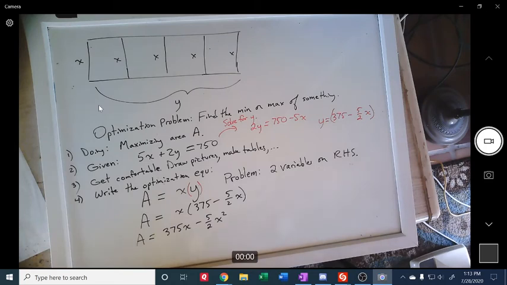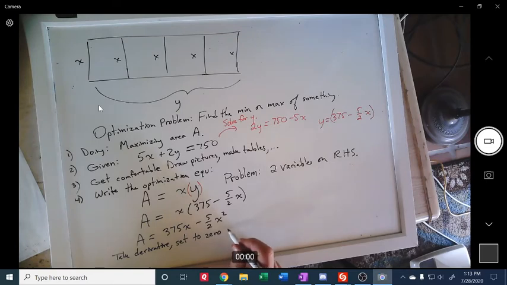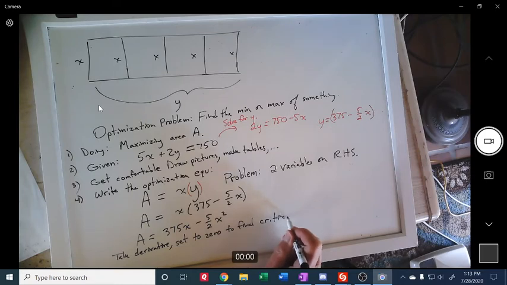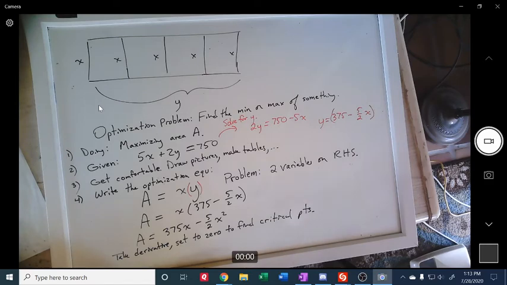Now, if I want to maximize A, and it's in terms of one letter, x, the quickest way to find it is take the derivative, set it to 0, to find critical points. If it's going to have a max or a min, and if that max or min is not going to be an endpoint, then it'll be a critical point. And so this will zoom us right in on that.